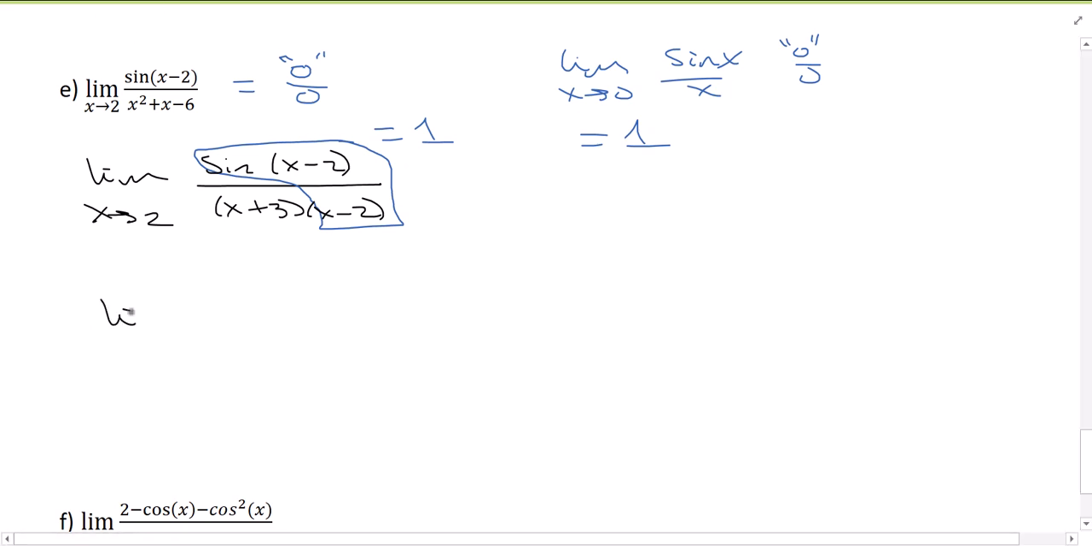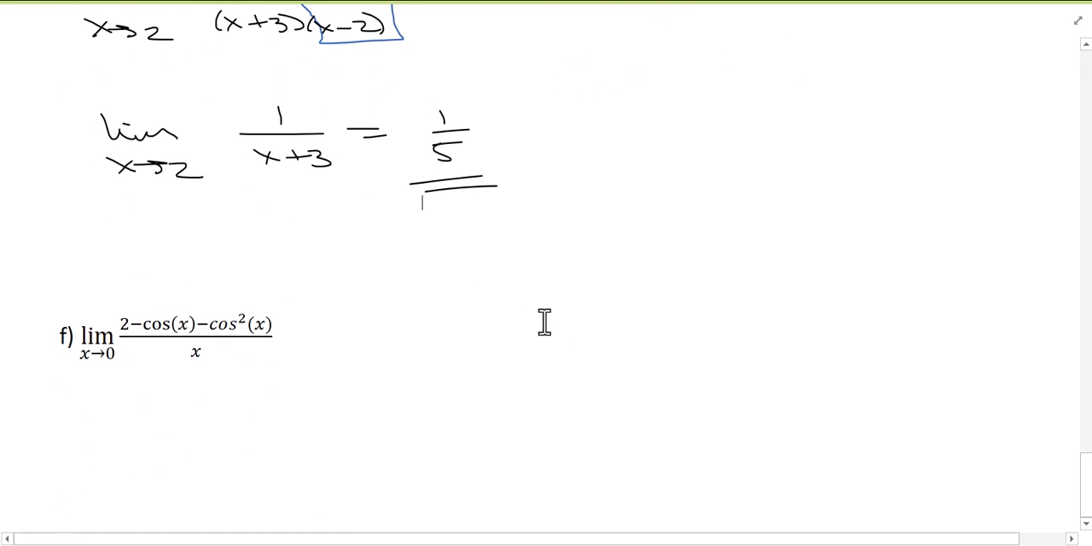So this then is going to be the limit as x goes to 2 of just 1 over x plus 3, because this limit is 1 in the numerator. So as x goes to 2, we're going to get 1/5. Pretty cool, huh? And last but not least, this one. In this one, I don't have sines, so I have cosines.